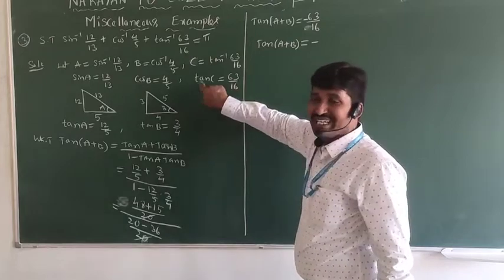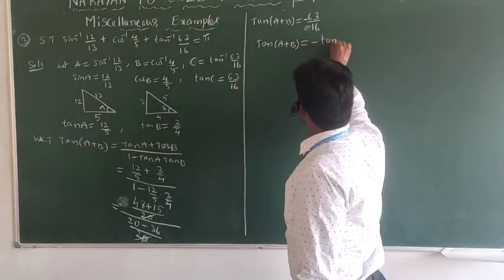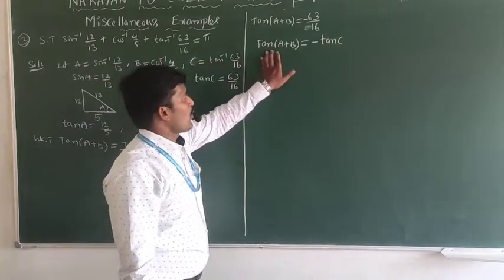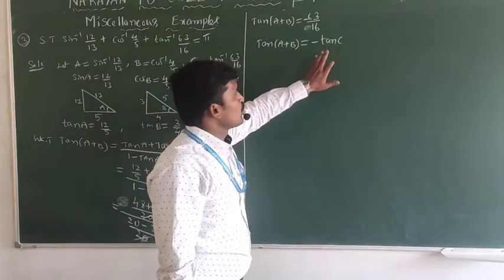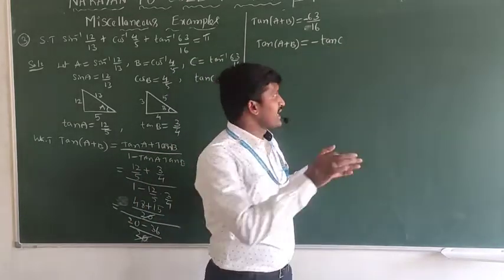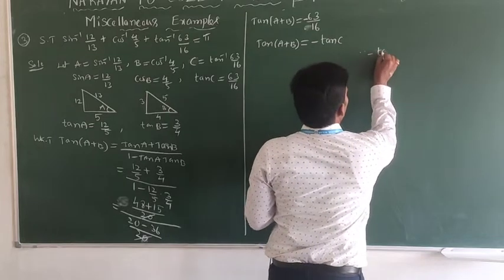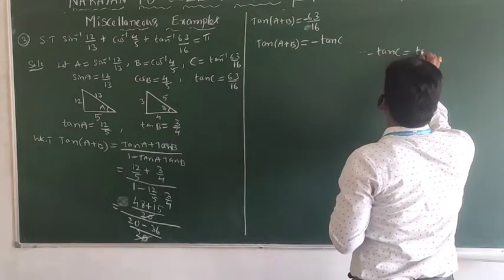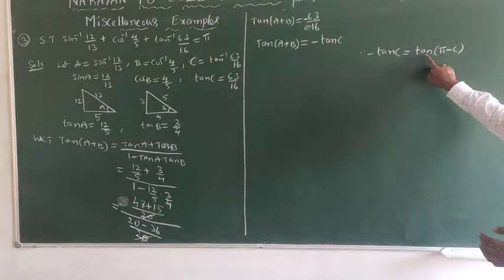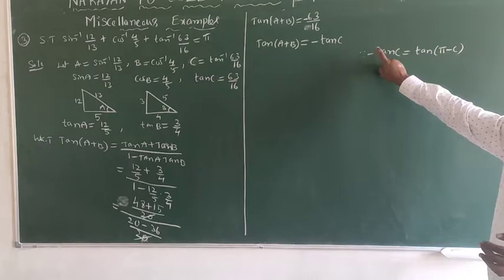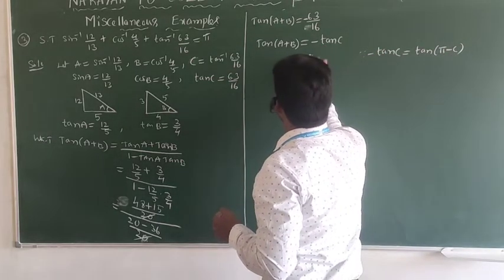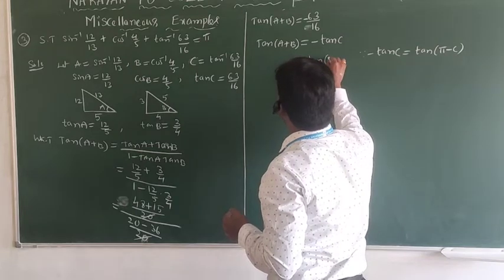The value of which one? Tan C. That's why I am taking this as tan C. You are not able to compare the angles, reason: here positive and here negative. How to convert this negative? Tan is negative in which quadrant? Second quadrant. And getting the same angle: tan of pi minus theta gives the same function but the sign is negative. So in the second quadrant, tan of pi minus theta format. So the equivalent of minus tan C, I am writing as tan of pi minus C.